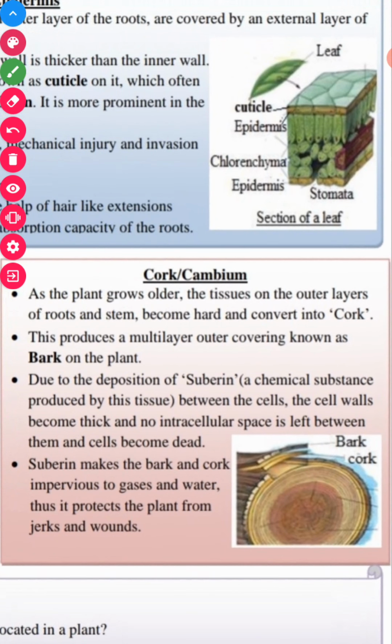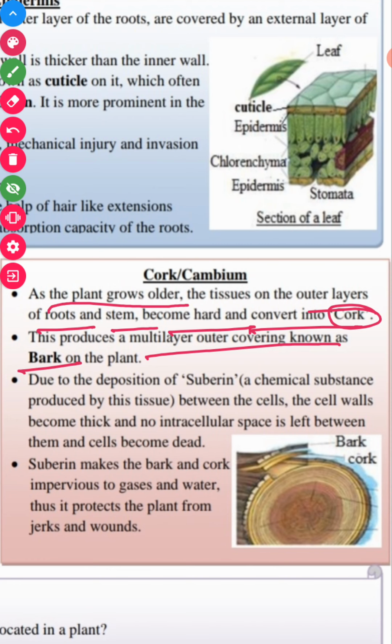Next, let's see about the cork cambium. As plants grow older, the tissue on the outer layer of the root and the stem becomes hard and converts into cork. This produces a multi-layer outer covering known as bark. Because of the multi-layer covering, it is known as bark from the outer side.